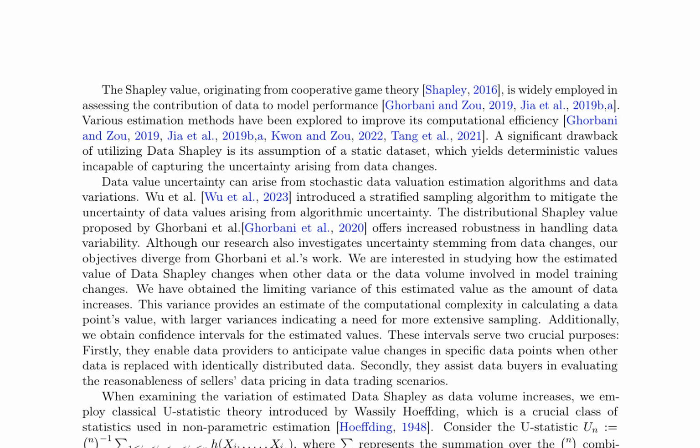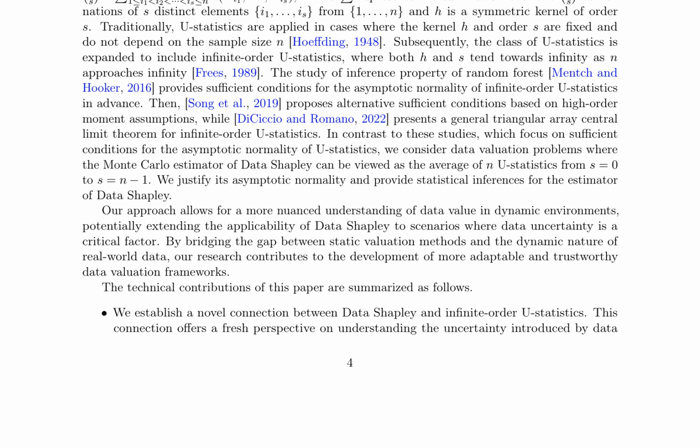By employing classical statistical theory, the authors analyze the variation of estimated Data Shapley as data volume increases, providing insights into computational complexity and confidence intervals for the estimated values. The Data Shapley value is a measure of the marginal contribution of each data point to the model's performance. By stratifying the data and using the distributional Shapley value, the authors can account for the uncertainty introduced by data changes. This approach enables a more accurate assessment of data value, which is critical in data trading scenarios.